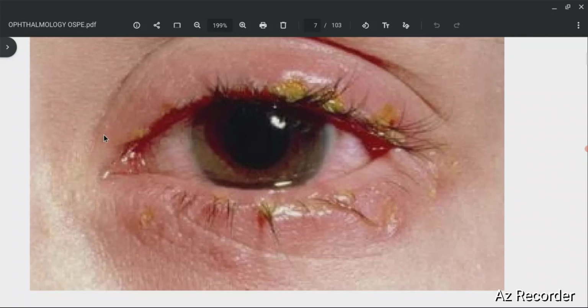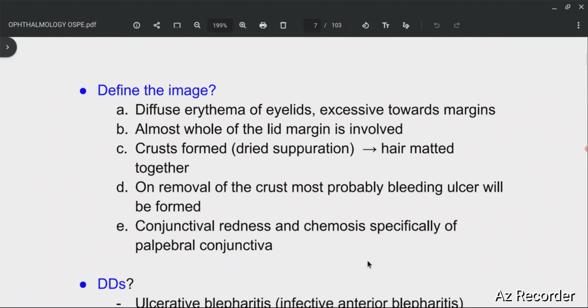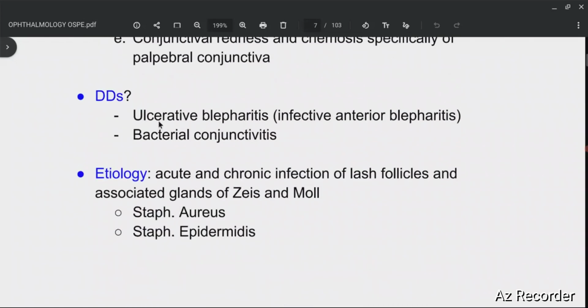So with all of these findings, your diagnosis will be ulcerative blepharitis, okay? Ulcerative blepharitis. But to be on the safe side, you will say this can also be conjunctivitis. But because of these bleeding ulcers, my first diagnosis is ulcerative blepharitis, okay? So what are your differential diagnoses? Ulcerative blepharitis, which is infective anterior blepharitis. You have bacterial conjunctivitis. So what is the etiology of ulcerative blepharitis?